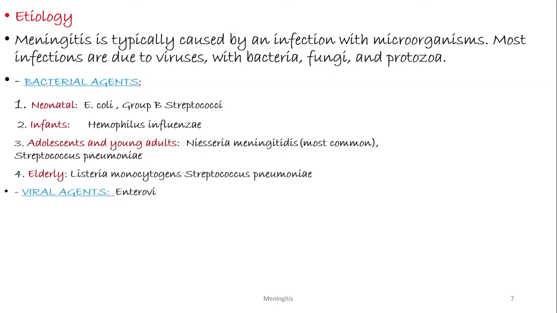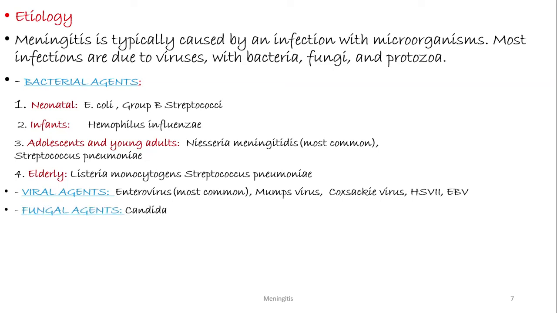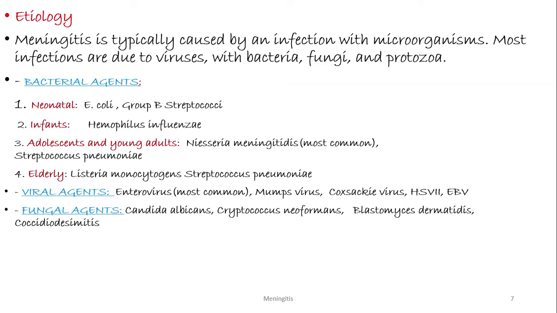The viral agents include enterovirus, which is the most common, mumps virus, Coxsackie virus, HSV virus, and EBV. The fungal agents include Candida albicans, Cryptococcus neoformans, Blastomyces dermatitidis, and Coccidioides immitis. The parasites include protozoa and nematodes.